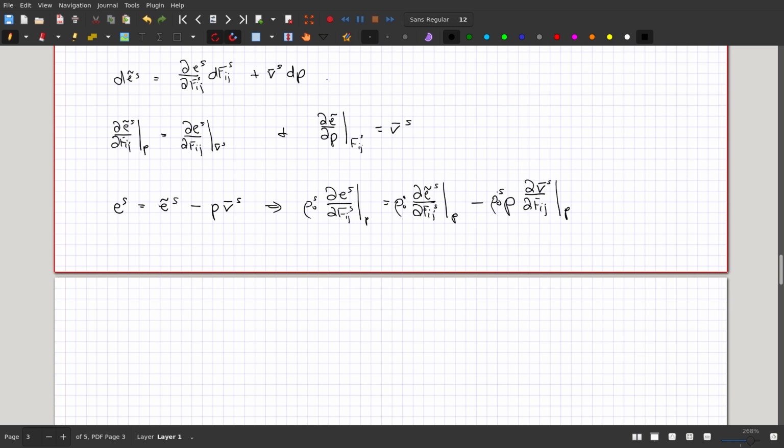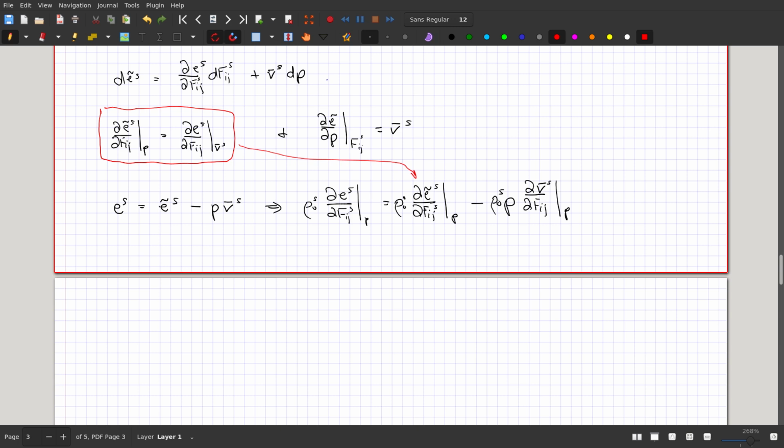I guess there's one thing here. Note, because of this relationship here, I can substitute that in there, and then I get partial E holding V fixed. Okay, all right. So we have a name for this thing.